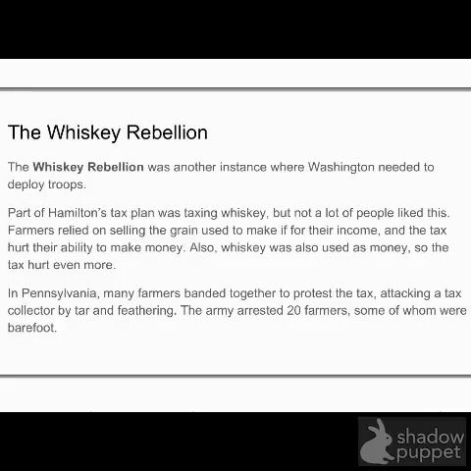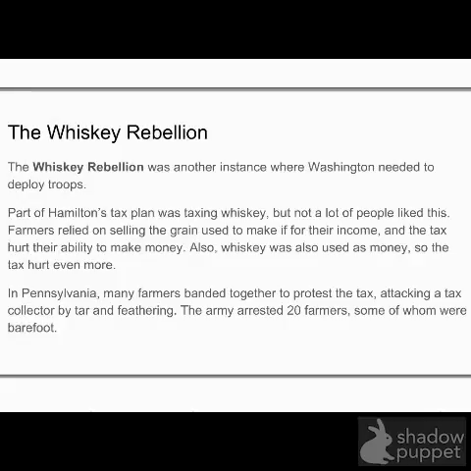Many farmers relied on selling the grain used to make whiskey for their income, and sometimes they even used the whiskey itself as money. So the tax hurt them quite a bit. In Pennsylvania, many farmers banded together to protest this tax, and when a tax collector came by, they tarred and feathered him.